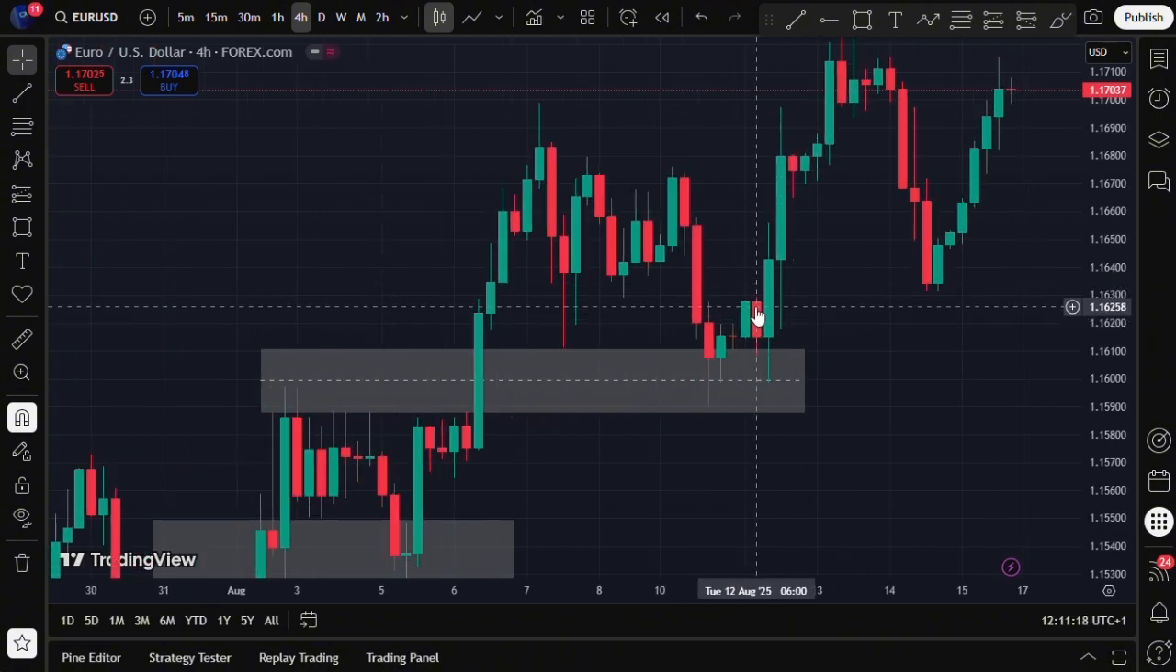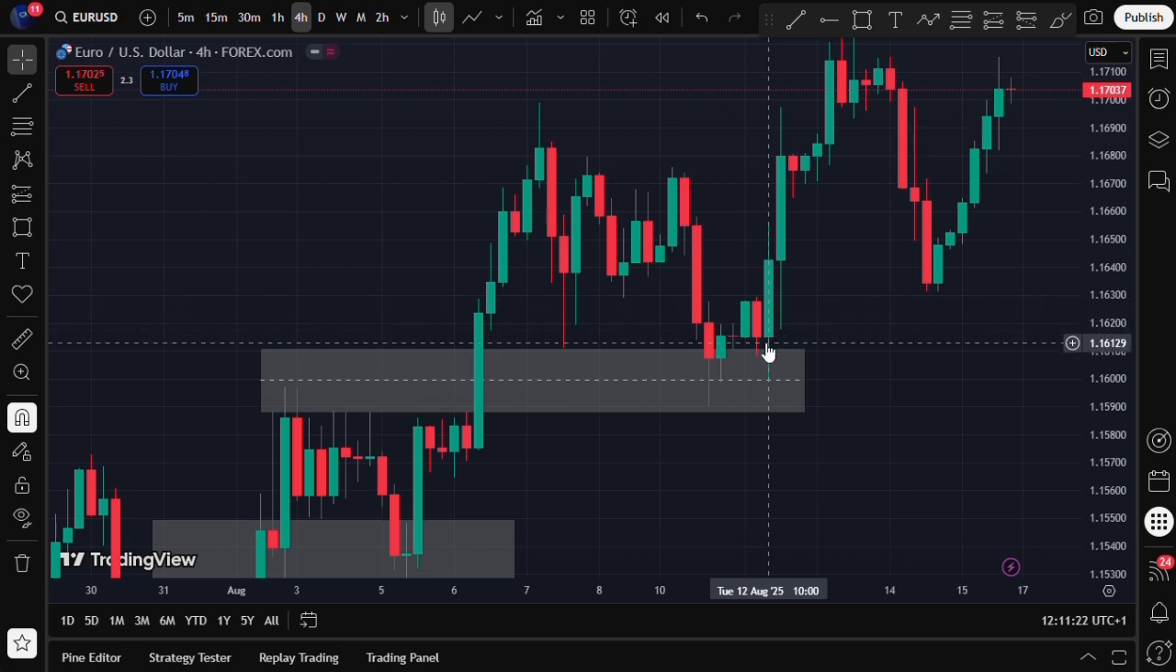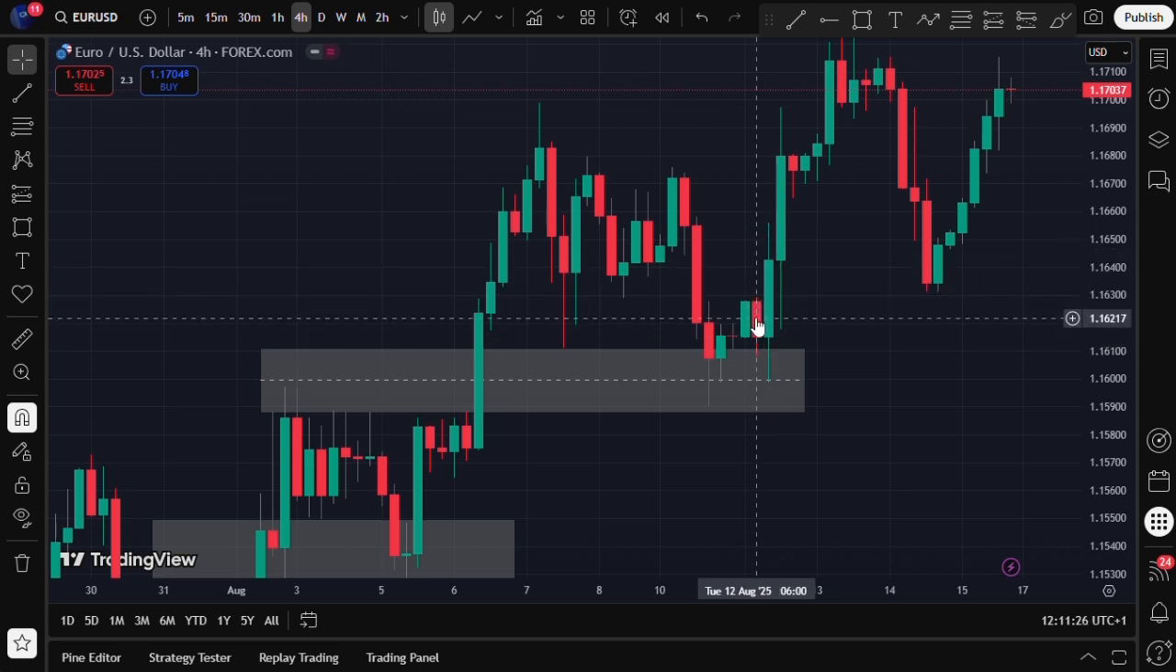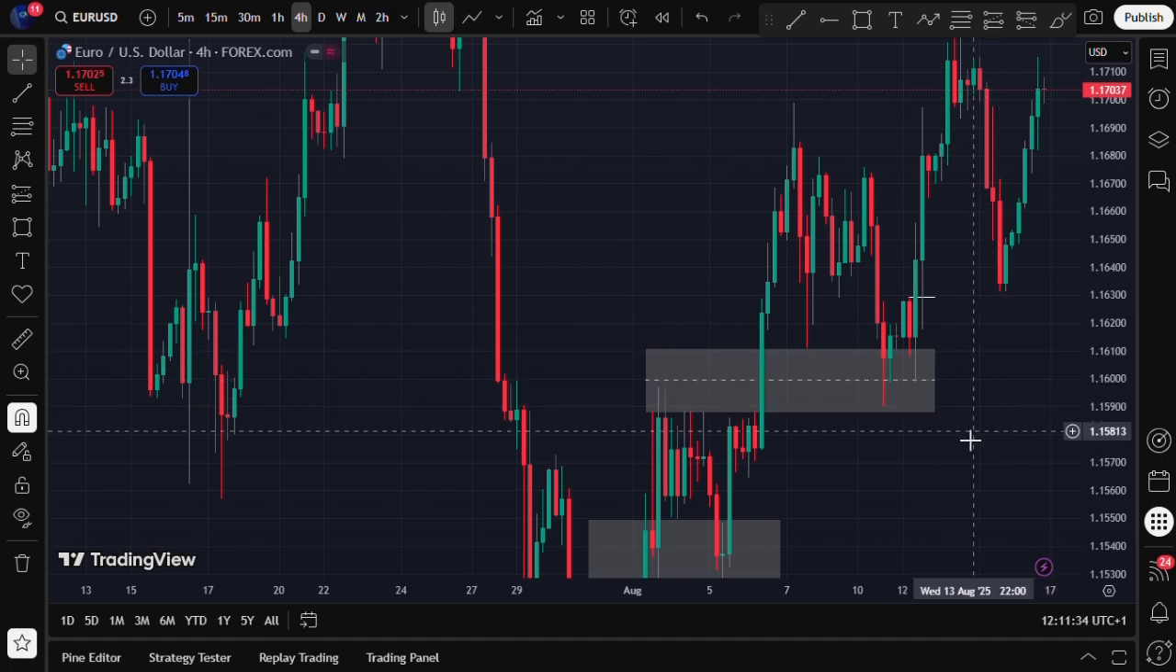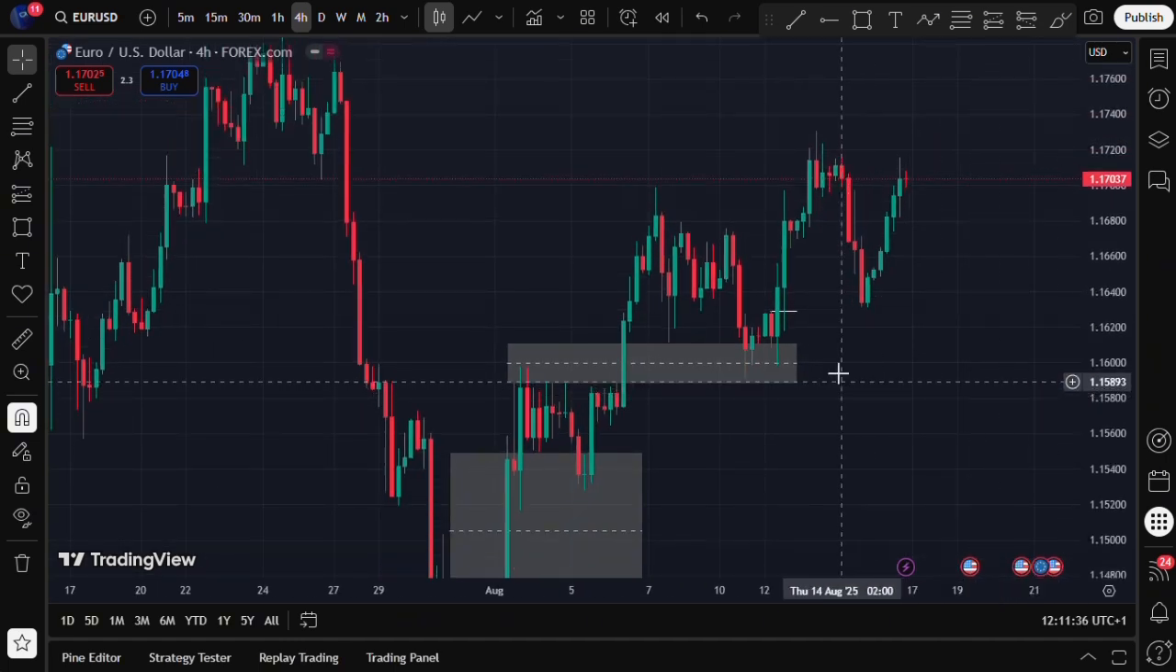Now if you want to enter this, you can enter it in 2 ways. You can either enter it after the closure of that second candle which has engulfed the bearish candle over here, or you can simply use a limit order and set it at the previous candle's high, wait for it to trigger, and then you can enter. It is really simple, right? That is how I use the bullish or bearish engulfing pattern.